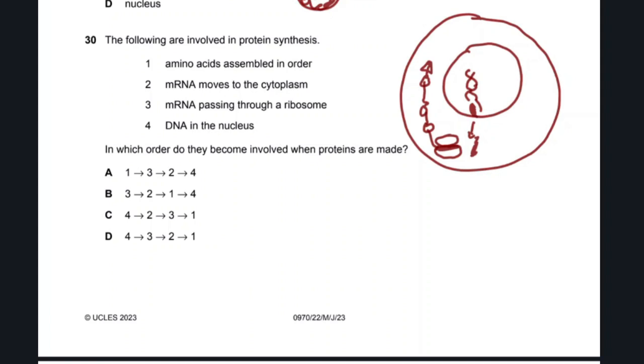synthesized. So let's organize. The first is DNA, number one. The DNA in the nucleus, then mRNA moves to the cytoplasm, then mRNA attaches itself to the ribosome, then amino acids are organized in order, number 4. So this is how you recognize it. So the steps will be DNA is step number 1, then second, then C is the right answer.